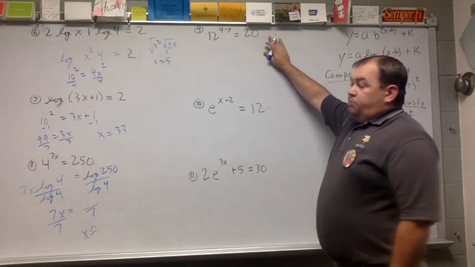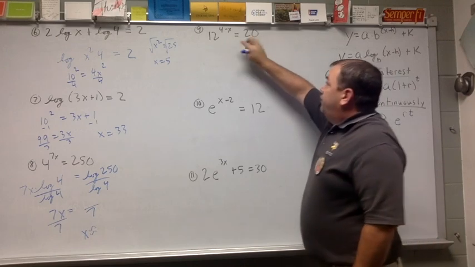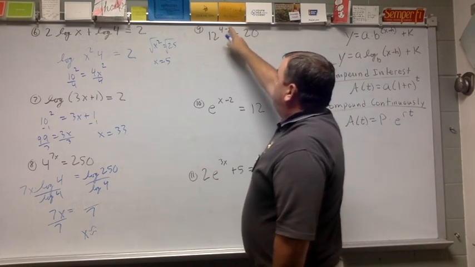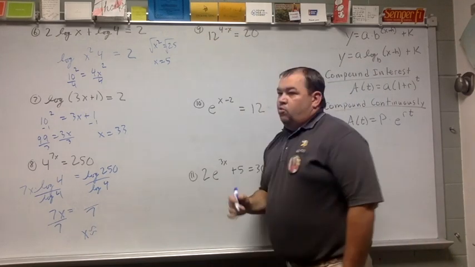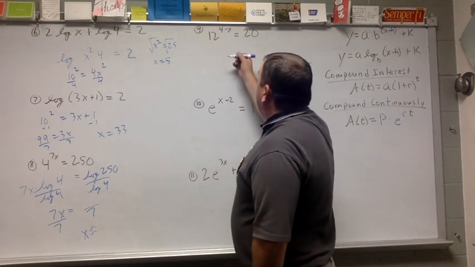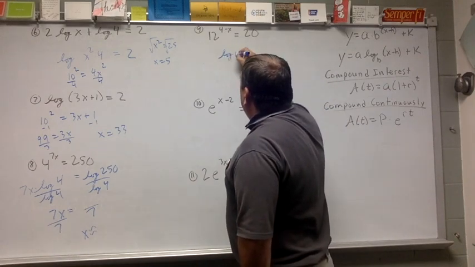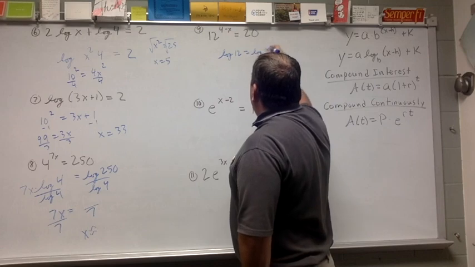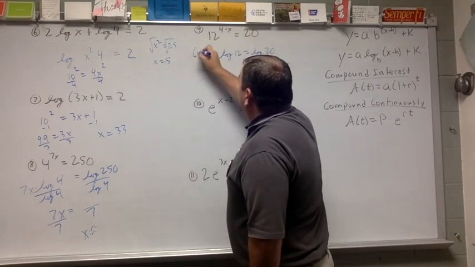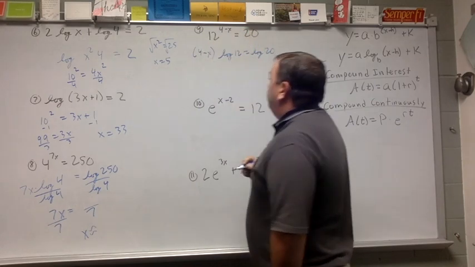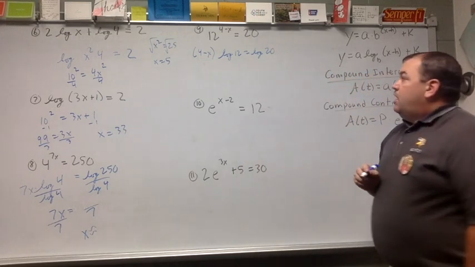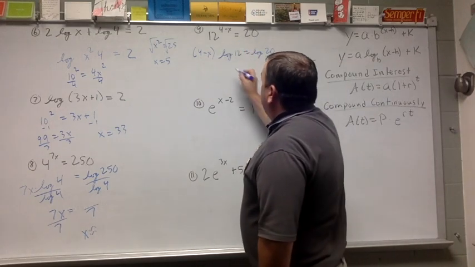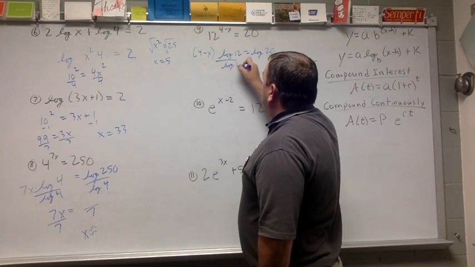This one's very similar. I have a variable in the exponent that I want down. I can only do that if there's a logarithm. So if I log both sides, now I can bring this 4 minus x down in front. And now I can start doing my solving. So I can divide by the log of 12.